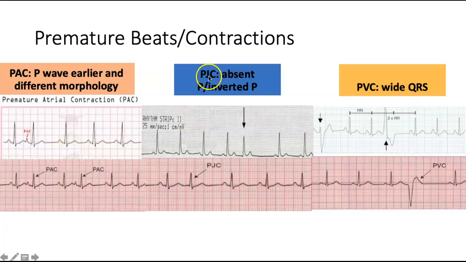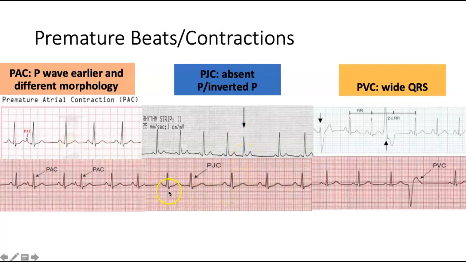In the premature junctional contraction, the P waves are absent or inverted. So this R to R interval is constant, however, and there's a P wave for every QRST. However, there's a QRS complex, what seems to be a pause, and then it goes back to a PQRS complex. And if we look at this closely, there's no P wave here. So this is a premature junctional complex. The other thing to note about these junctional complexes is that they're narrow.